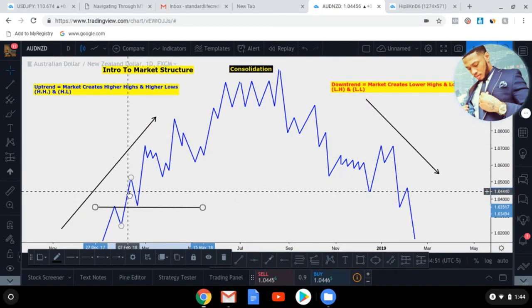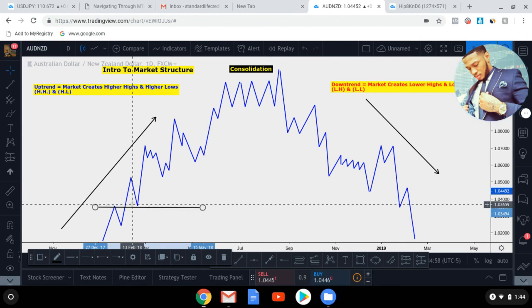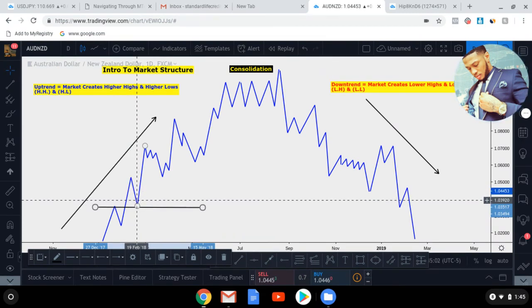The market isn't just going to go up forever. I know on certain lower time frames it may seem like that's the case, but it's not. The market is not going to go up forever, and it's not going to go down forever. It has to correct itself.